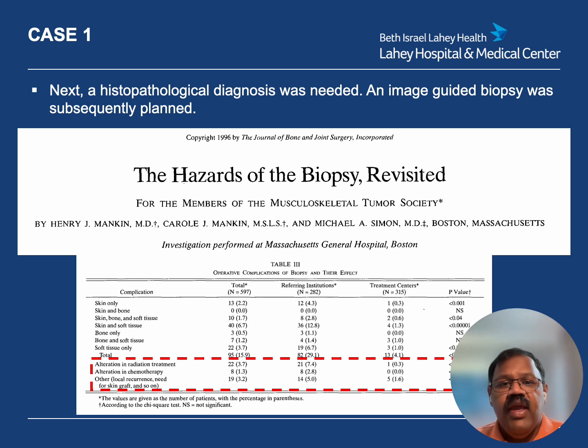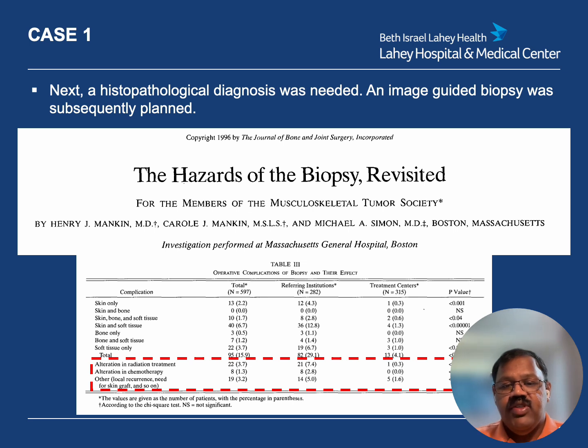And so I would like to highlight here in this series of Dr. Mankin's, there was a specific difference in alteration in radiation or chemotherapy treatment in biopsies obtained at a referring institution versus the treating institution. And you can see down here that those numbers were all statistically significant, meaning there was a direct impact conferred by an inappropriately placed biopsy tract.